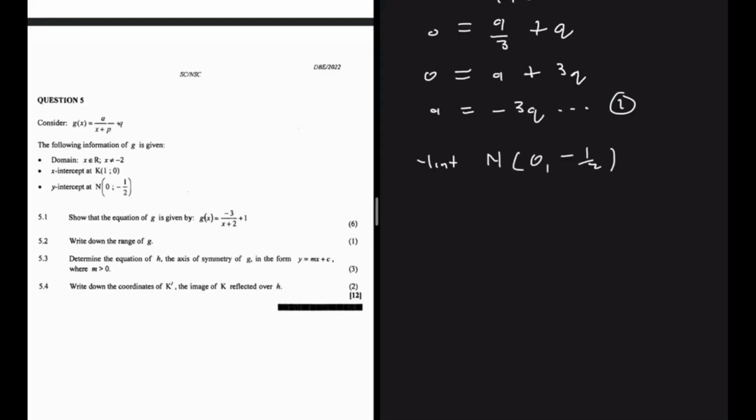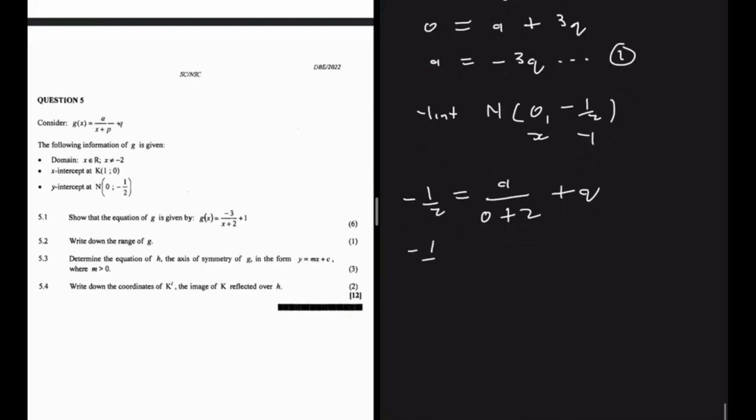So if I substitute it into g of x, so this is x and this is y, I'm gonna get minus 1 over 2 is equal to a divided by, we know the value of p, we see that p is 2, so x is 0, right? Because that's the y-intercept, so we're gonna have 0 plus the value of p, which is 2, and then plus q. So here we're gonna have minus half equals a divided by 2 plus q.